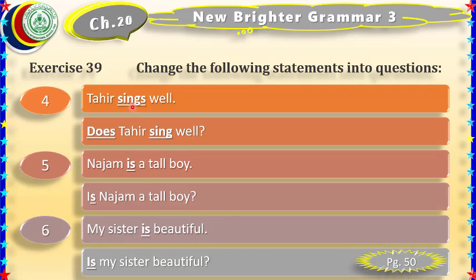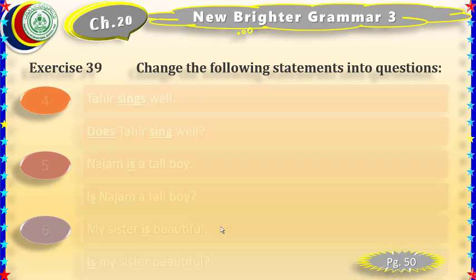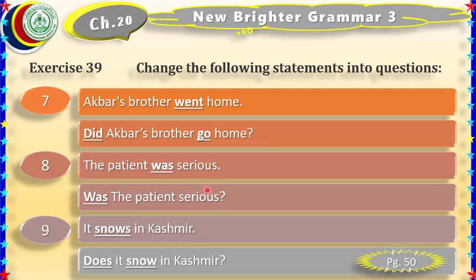Sings will split into does sing. Does will come in the beginning of the sentence. Najam is a tall boy. Is will come in the beginning of the sentence. My sister is beautiful. Is will come in the beginning of the sentence. Part number 7. Akbar's brother went home. Went will change into did go. Here is was. Was will come in the beginning of the sentence.